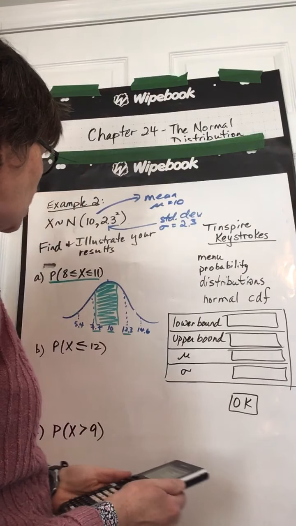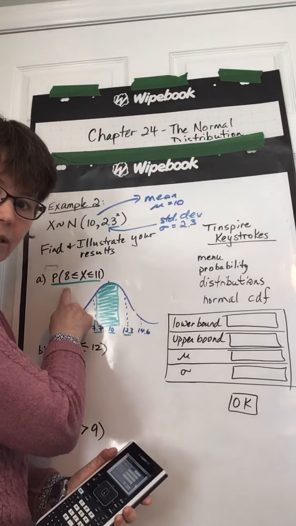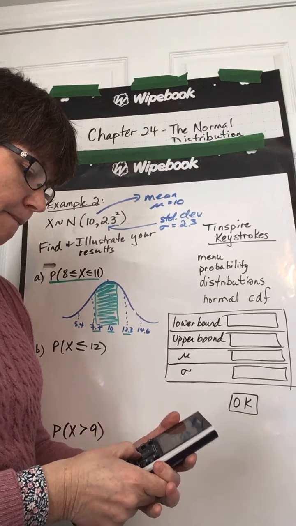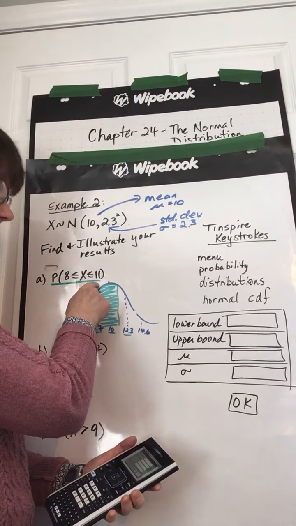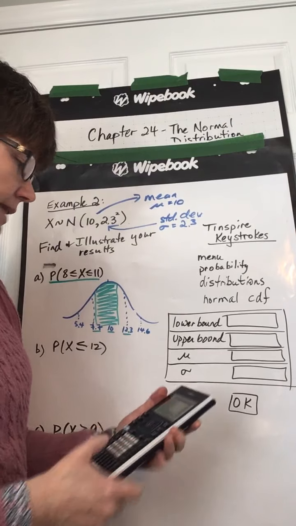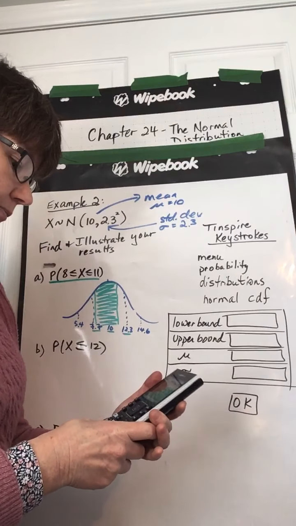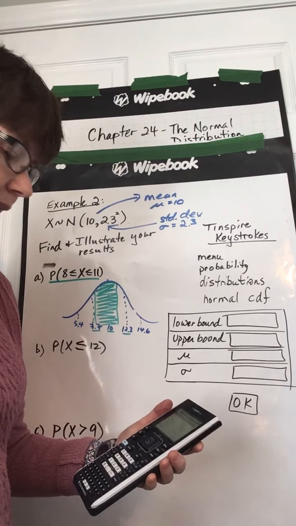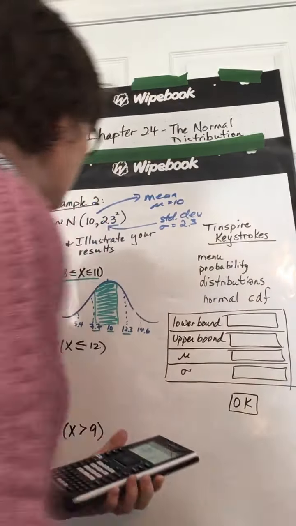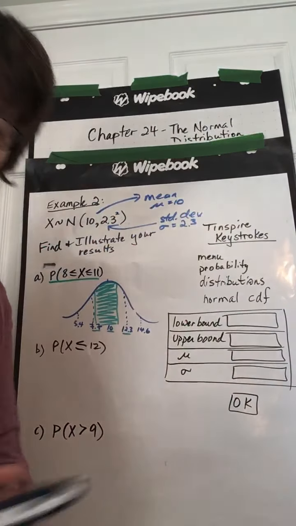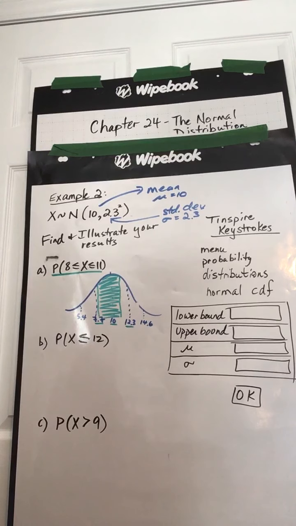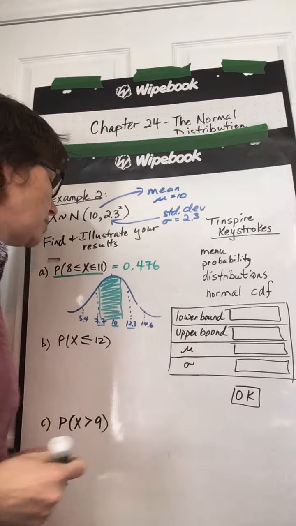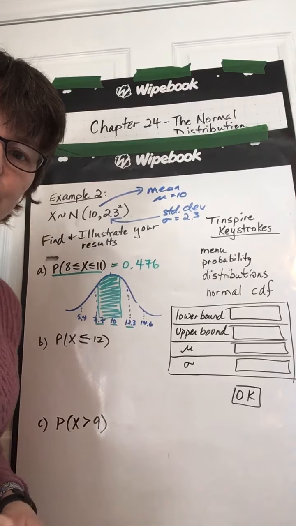We need to put in our lower bound. In this case, we're looking for the probability between 8 and 11, so our lower bound is 8. Upper bound is 11, because it's equal to 11 as well. Then we put in the mean, 10, and the standard deviation, 2.3, and press OK, and it gives us our result: 0.476. That would be the probability. So almost 48% of the data lies within there.